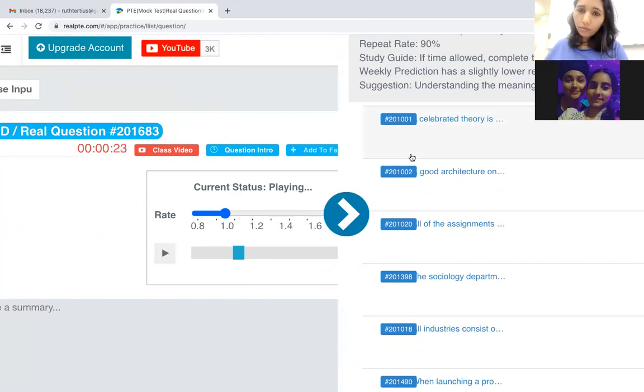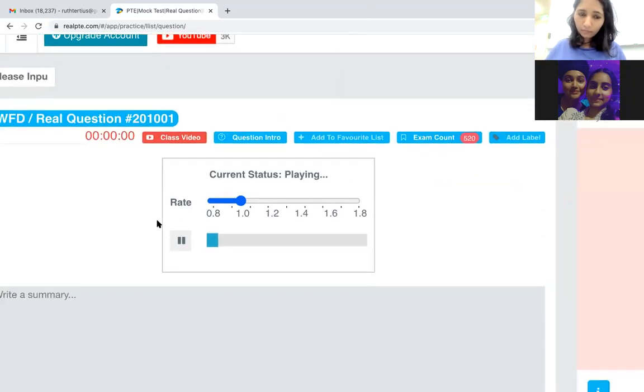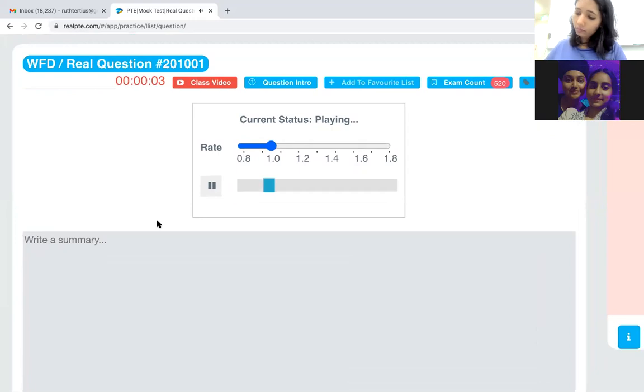1, 2, 3, and a celebrated theory is still the source of great controversy.